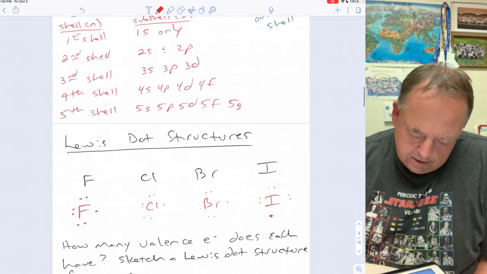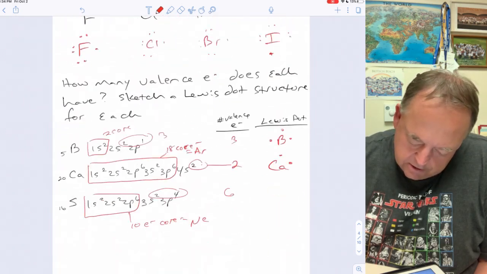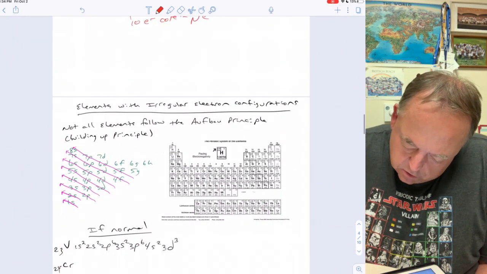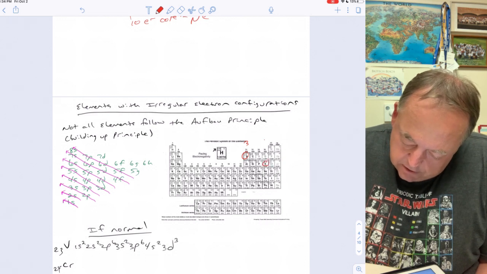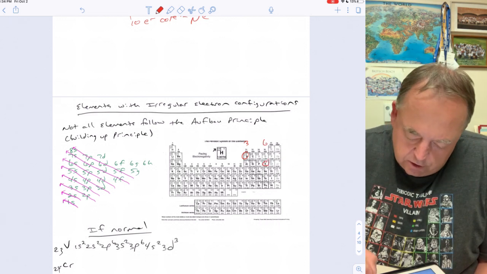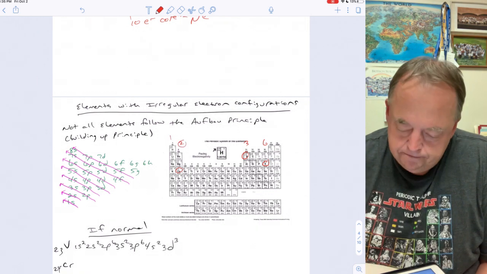The easy way is to look at the periodic table. Is there one down here? Yes. So boron is here, that's group 3. Sulfur is here, that's group 6, so 6 valence electrons. Calcium is here, 1, 2, that's 2 valence electrons, right?